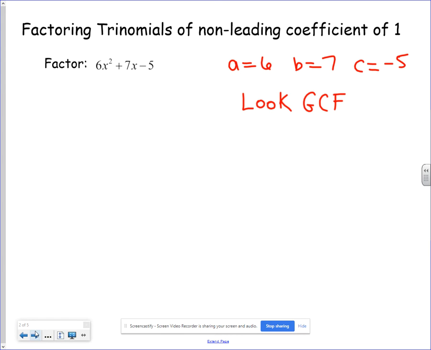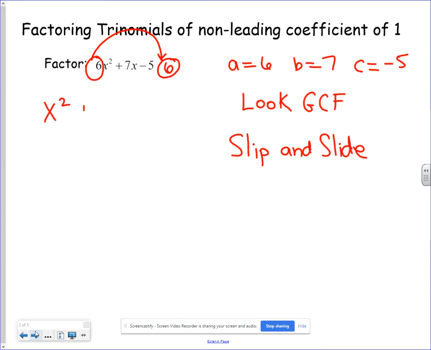No, there's not. So what we're going to do now is change it so it has a leading coefficient of 1. So we want to get rid of this 6. To do that, we're going to use this method called slip and slide. The first step in slip and slide is to take your leading coefficient and slip it to the back. So when you slip it to the back, now we have x squared plus 7x. And when you slip it to the back, you have to multiply it by that last number. So 6 times -5 is -30.